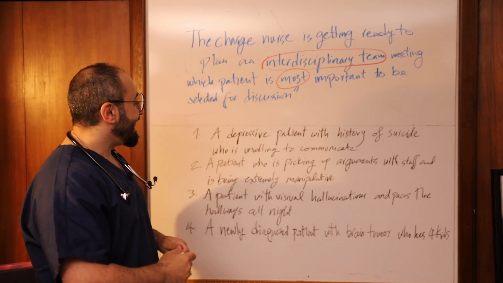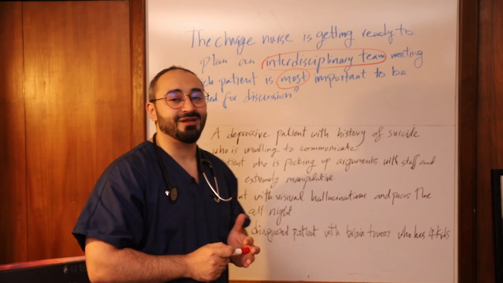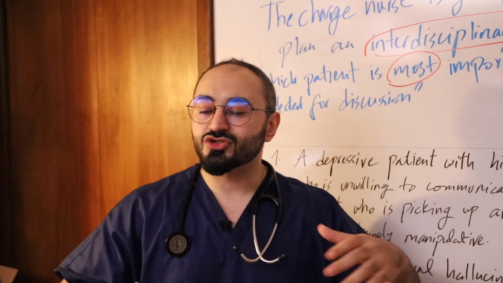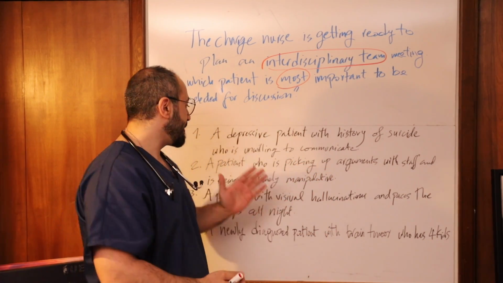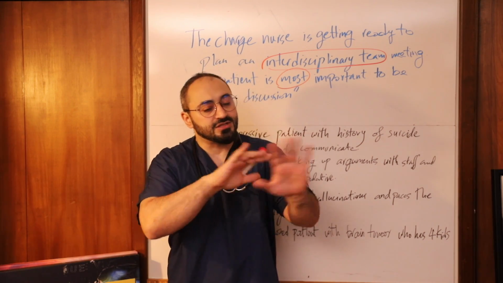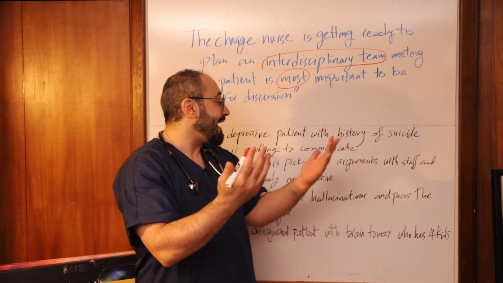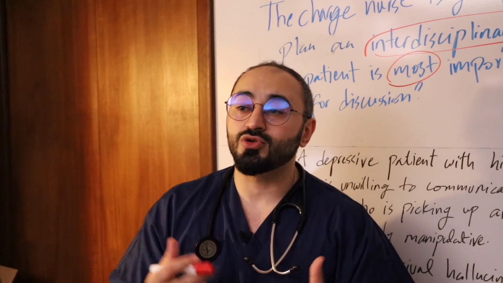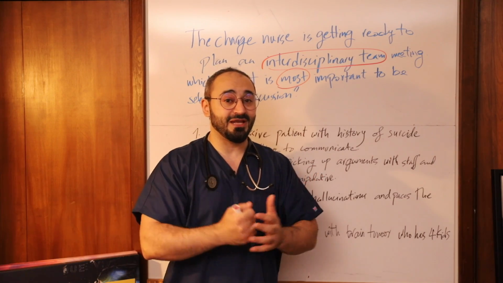So, number 1, a depressive patient with history of suicide who is unwilling to communicate. What do you guys think? Listen, when you read an option, try to critique it. So in this case, it is a depressive patient, history of suicide, who is unwilling to communicate. So the patient is sitting on his bed in his room. He doesn't want to talk to anybody. He attempted suicide in the past, and now he's admitted, and he's in a depressive mood, right? So what do you do for that patient? Do you need to discuss his case in an interdisciplinary team meeting?